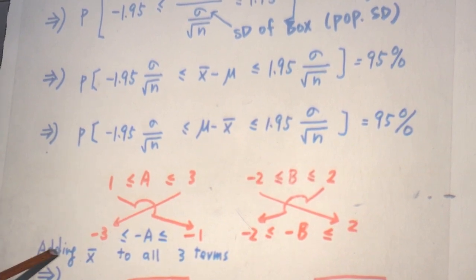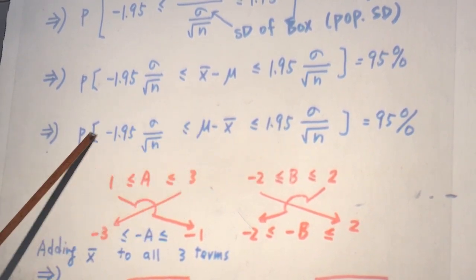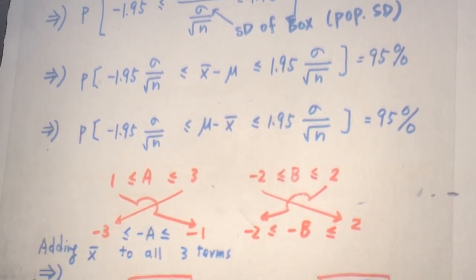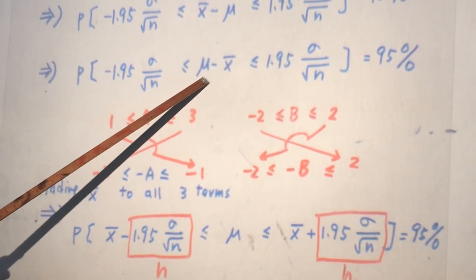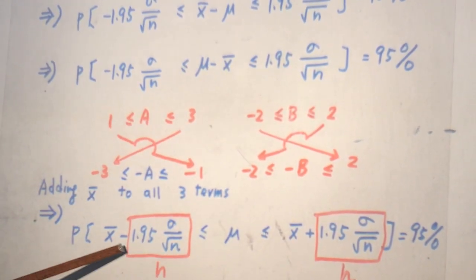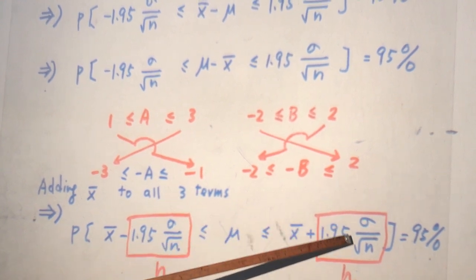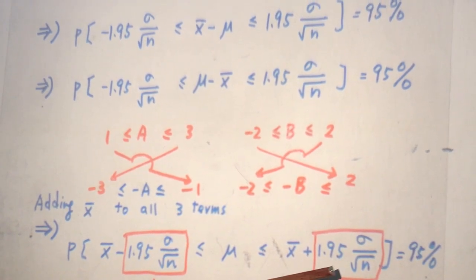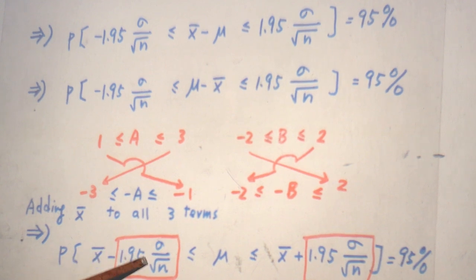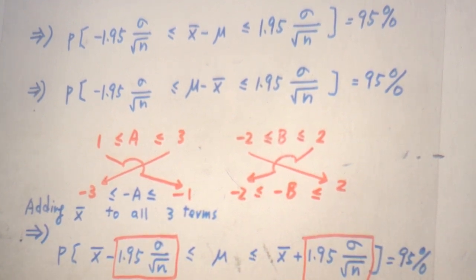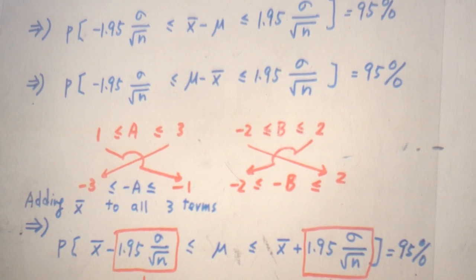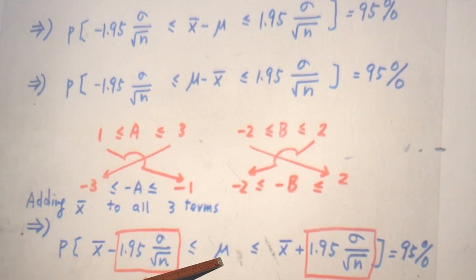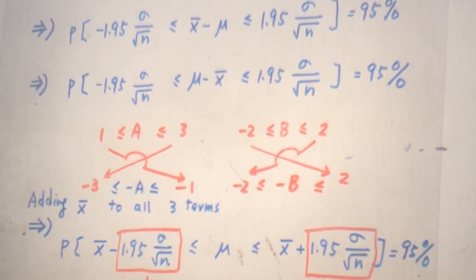So next, if we add X-bar to all 3 terms, we get X-bar minus this term, and X-bar plus this term. And how about the middle one? I add X-bar, this is minus mu, and it becomes mu. So this is X-bar minus h to X-bar plus h, where 1.95 times sigma over square root n, I call h. And X-bar minus h to X-bar plus h is exactly what we try to find. I use X-bar as a center, and build a narrow interval that will cover mu with a big probability. In this case, it's 95%.